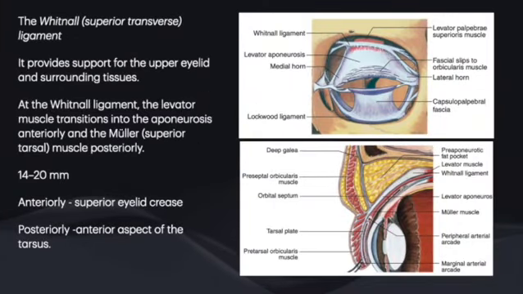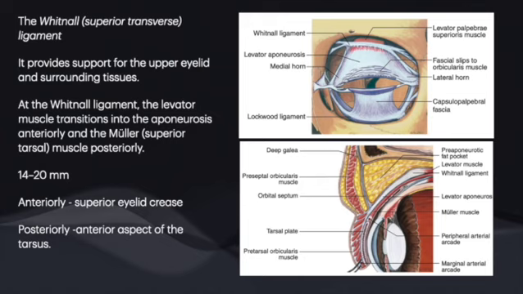The Whitnall's ligament or the superior transverse ligament, if you can see in this first picture, there is the condensation of the fascia around the levator palpebrae superioris that is forming the Whitnall's ligament. So at this Whitnall's ligament, the levator muscle will transition into two portions, that is the anterior part which you are seeing here is the levator aponeurosis, and in the second picture, there is a muscle that is coming behind this. So this is the Muller's muscle, which is a smooth muscle. It is also called superior tarsal muscle. Why? If you can see in this picture, it is going and joining the tarsus.